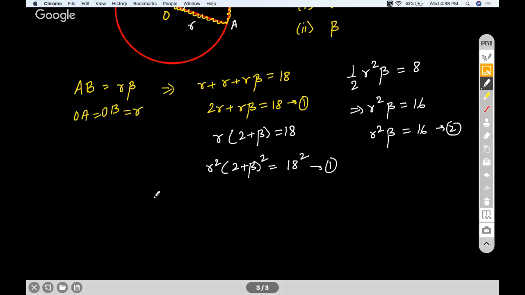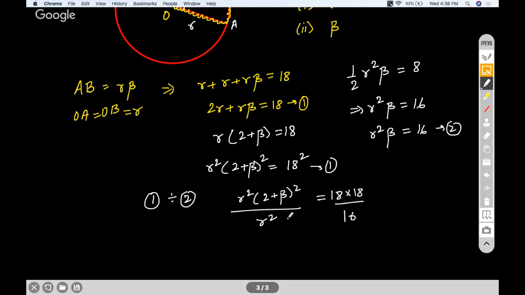Now let us divide 1 by 2. When I do that, r square 2 plus beta whole square by r square is equal to 18 into 18 by 16. And we have a beta over here as well. So r square gets cancelled off. This you can cancel by a factor of 2, that's 8. Again 9, this is by a factor of 4. So we get beta plus 2 whole square is equal to 9 beta, and you can just cross multiply with a 4.